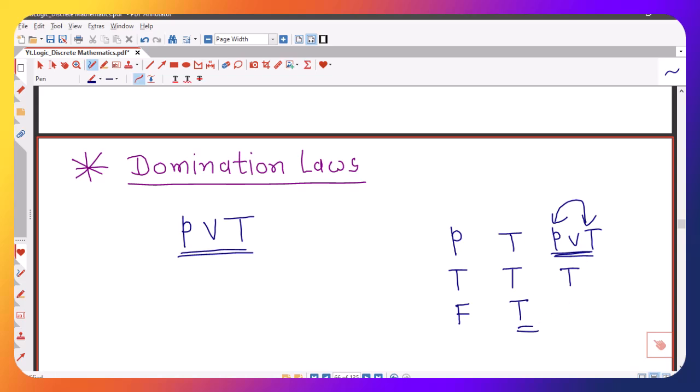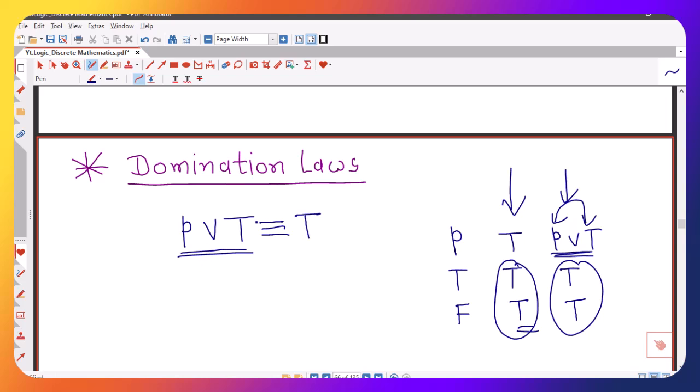Here T is true, therefore this is true. And if we compare the columns corresponding to these two, then they are same. Therefore we can say that this is equivalent to capital T. That means capital T dominates this proposition P, therefore it is called domination law. And to write down the equivalent domination law, we will replace OR by AND, and T by capital F, and here I have this another domination law.